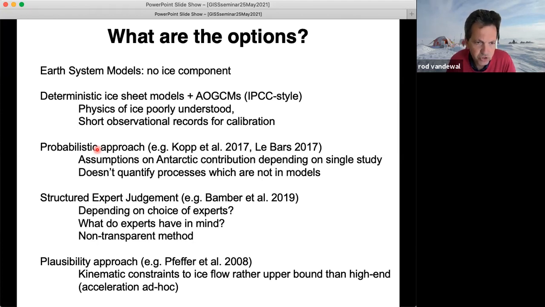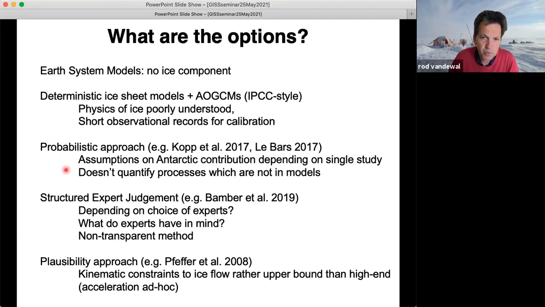So the typical style in IPCC and many of the sea level projections, and that's the second point here, is that you use a deterministic ice sheet model, and you try to use that as input for ice sheet models or ice melt models, which are then added up to what you get from your ocean component, for instance.